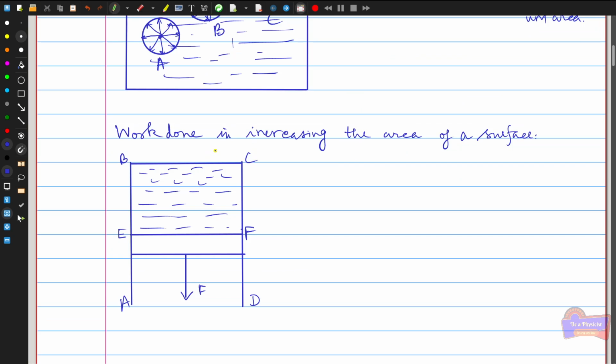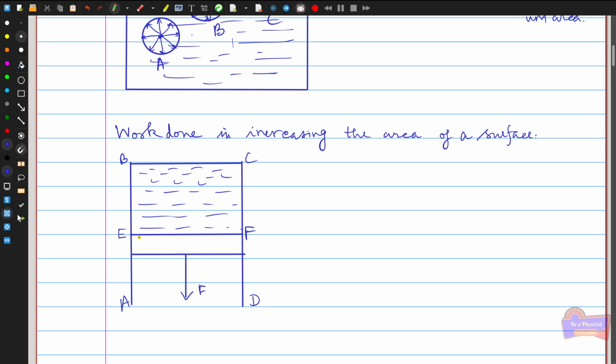Okay, so next we are going to see the work done in increasing the area of the surface. In order to do a small experiment, we are going to consider a rectangular framework of wire, which has the sides A, B, C, and D. And we have another horizontal wire, EF, which is placed across it and is allowed to move freely up and down in the rectangular wire.